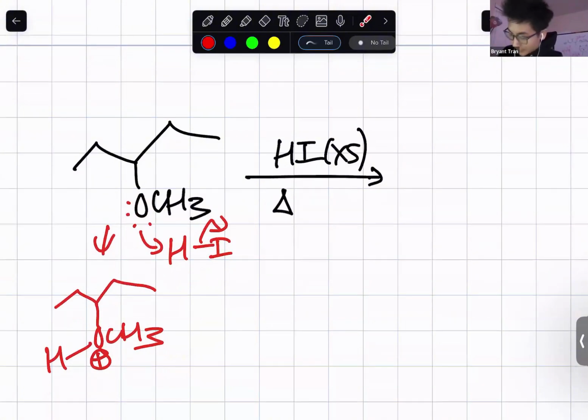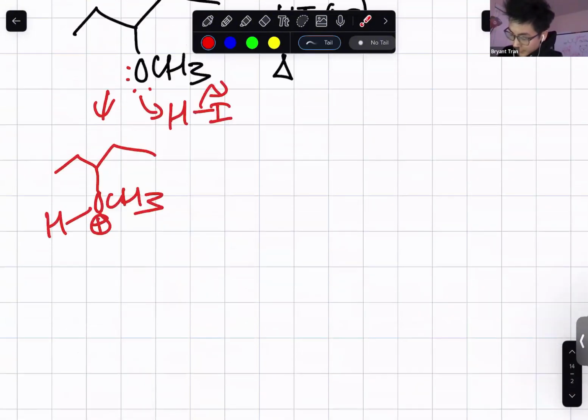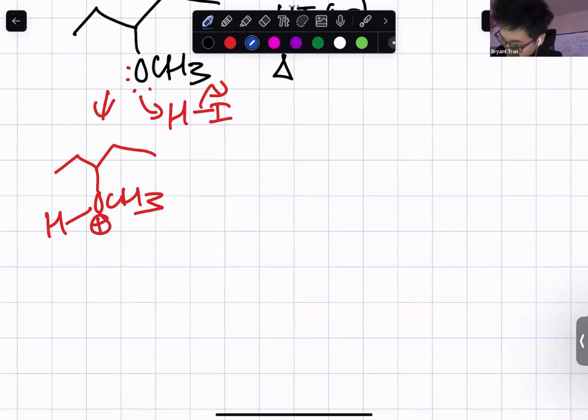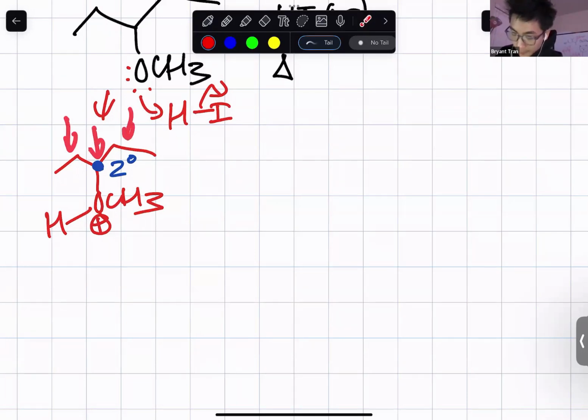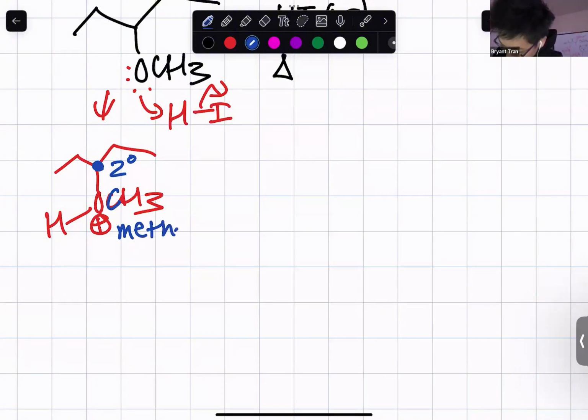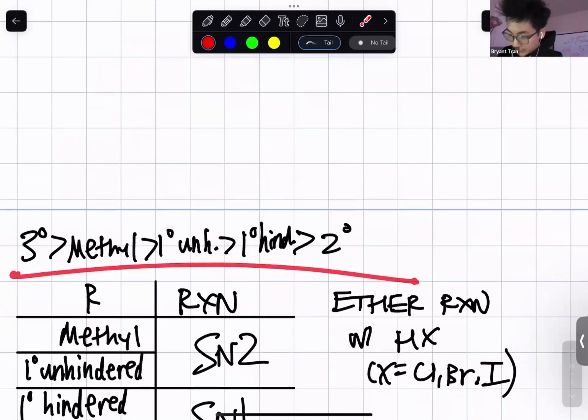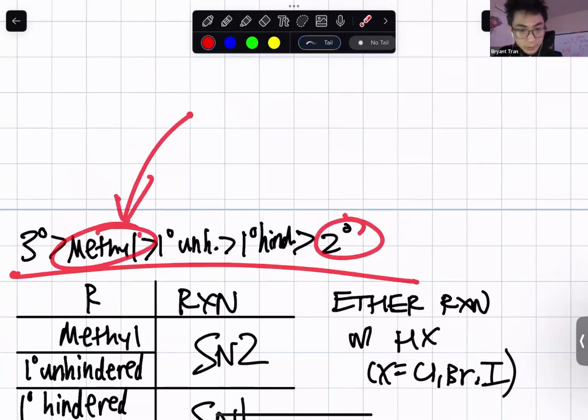Now, once we have this, then we look at the chart, right? This R group right here is going to be a secondary substrate, right? Because this carbon here is attached to two other carbons, 1, 2. Whereas this carbon right here is a methyl substrate, because that carbon is not attached to any other carbons. Then we look at the ranking list here to see which one has higher priority. Methyl versus secondary. Methyl wins.